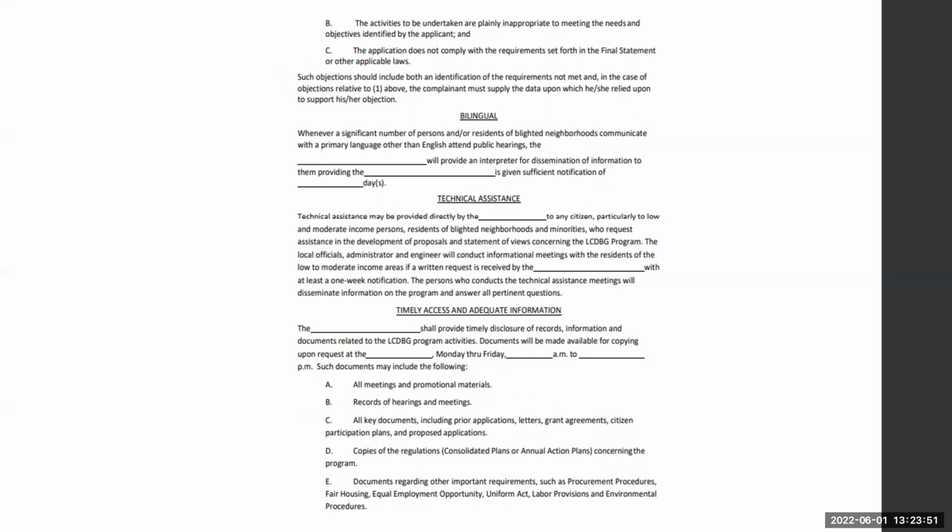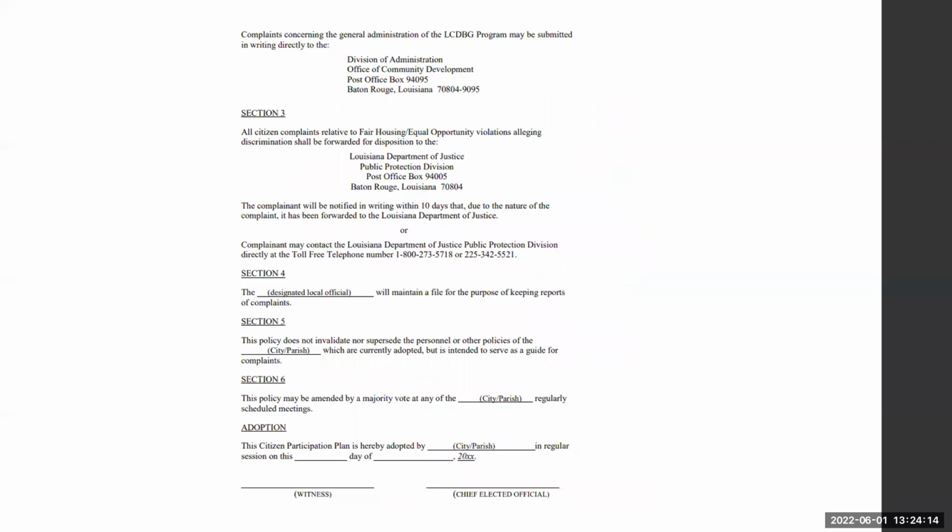Identify how the needs of non-English speaking residents will be met. And you must also include a policy for providing technical assistance to the community so that they can become knowledgeable about the CDBG program and can contribute some ideas to solve the community's needs. Remember, this sample plan is just a sample and it should be tailored to your local community. The plan has to be adopted and it needs to include the date that it was adopted.